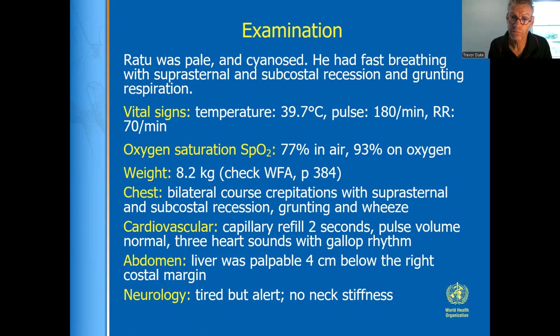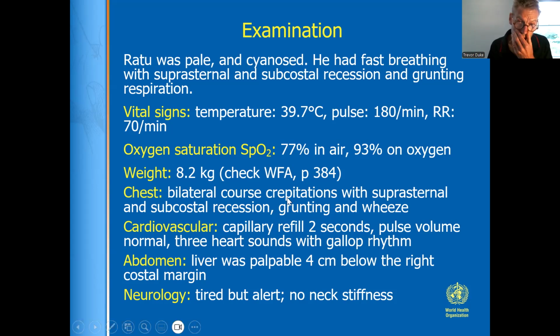His oxygen saturation was 77 in air, but when you examine him again after he's been put on oxygen, his saturation is now 93%. His weight was 8.2 when measured at triage, and you should check his weight for age using the tables in the Hospital Care for Children book. There are tables of weight for age and growth charts that you can use in the book. Growth charts of children, the World Health Organization growth charts that show the expected growth for age.